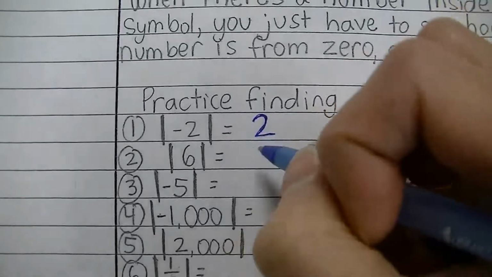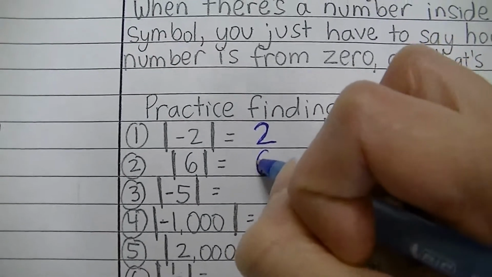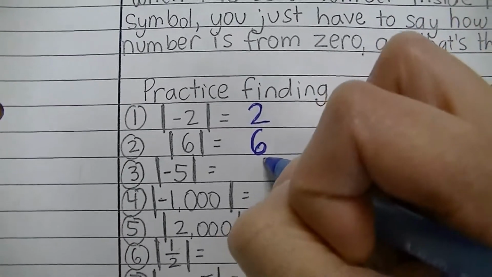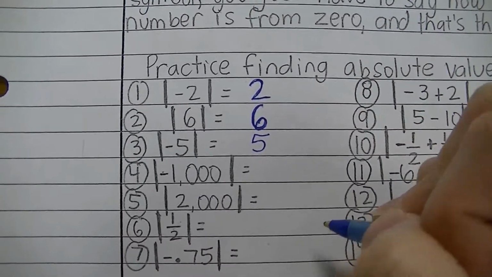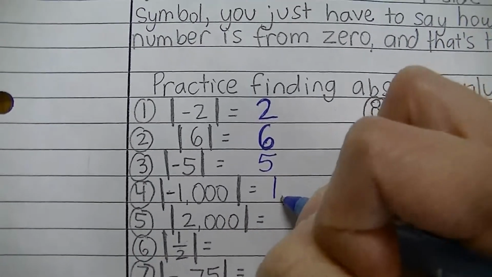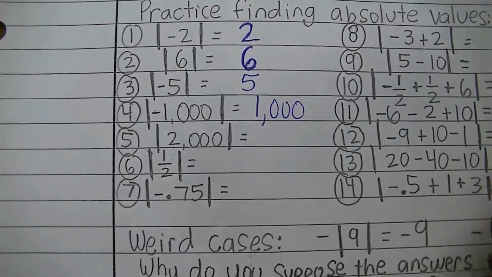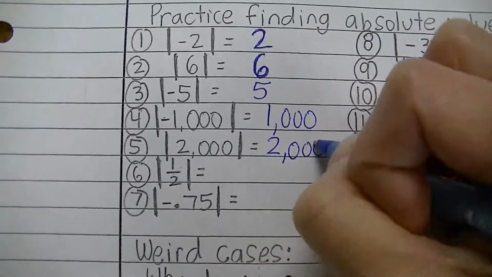Absolute value of 6, how far is 6 away from 0 on a number line? It's 6 units. Absolute value of -5 is going to be 5. The absolute value of -1,000 is 1,000. The absolute value of 2,000 is 2,000. It's 2,000 units away from 0.